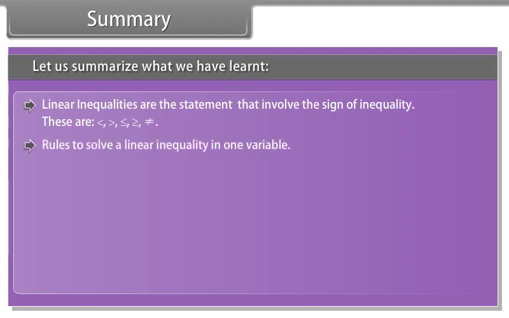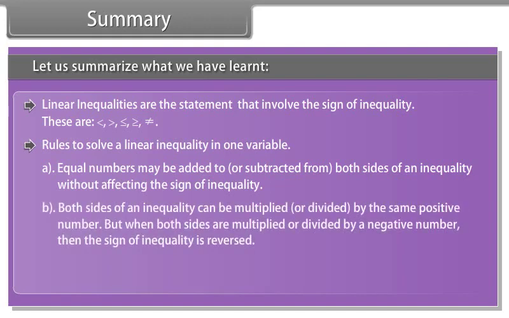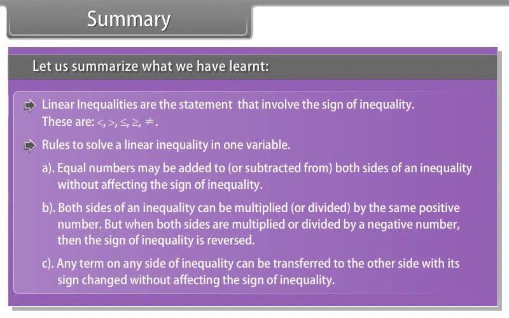Rules to solve a linear inequality in one variable. A. Equal numbers may be added to or subtracted from both sides of an inequality without affecting the sign of the inequality. B. Both sides of an inequality can be multiplied or divided by the same positive number, but when both sides are multiplied or divided by a negative number, the sign of the inequality is reversed. C. Any term on either side of an inequality can be transferred to the other side with its sign changed without affecting the sign of the inequality.